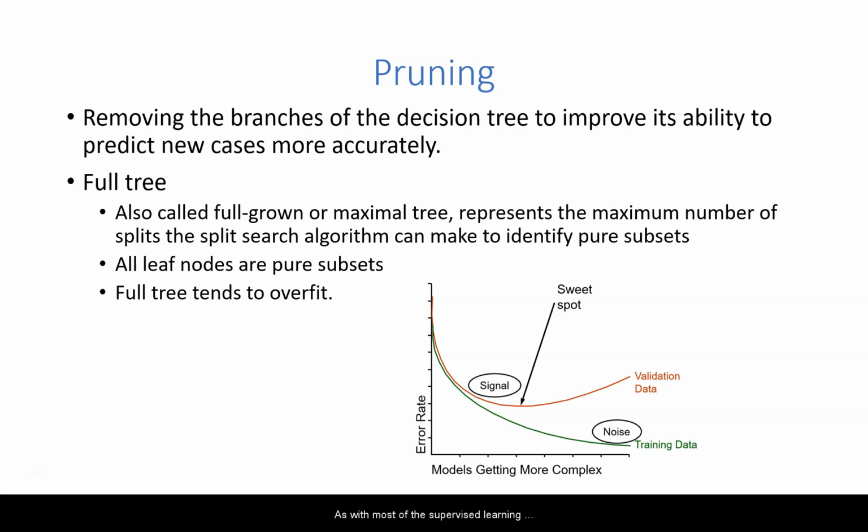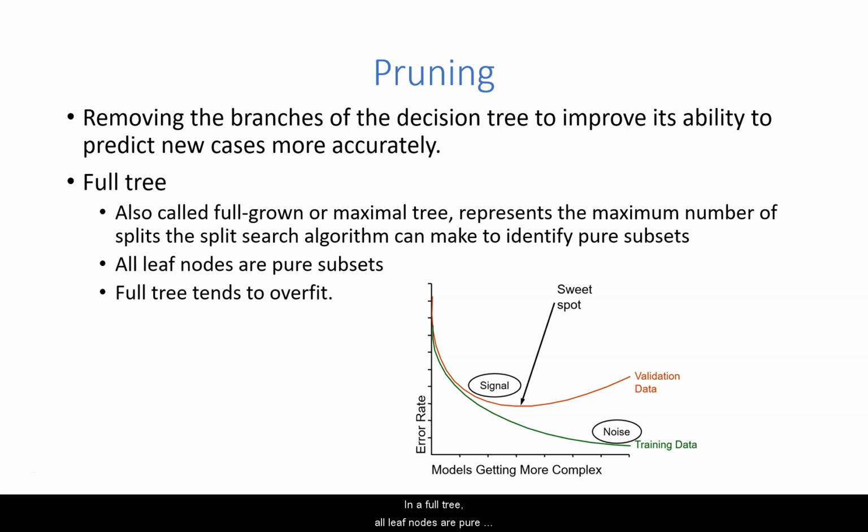As with most of the supervised learning techniques, the decision tree technique goes through a process to optimize the complexity of the model. This process is called pruning. The output of the growing phase of developing a classification tree described in the last few slides is a full tree, also called a full-grown tree or maximal tree, because it represents the maximum number of splits the split search algorithm can make in order to identify pure subsets.